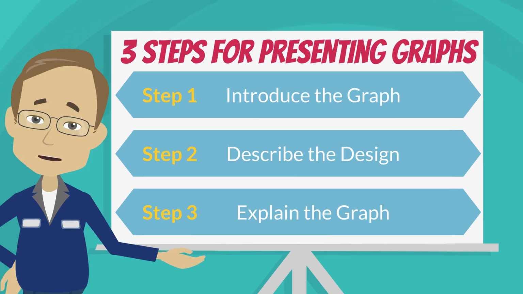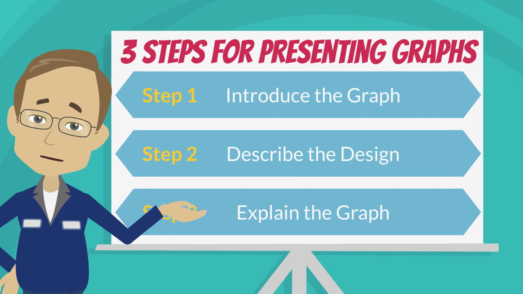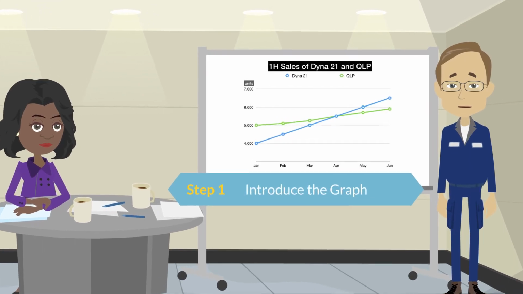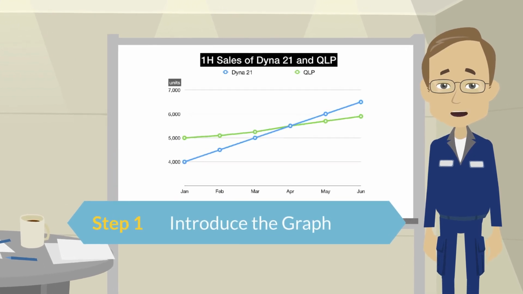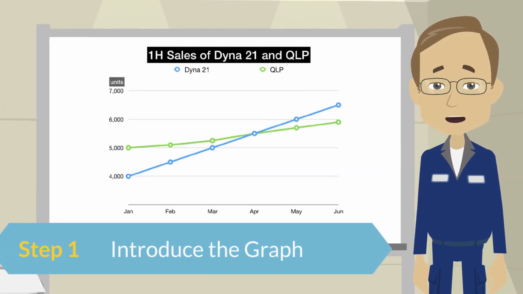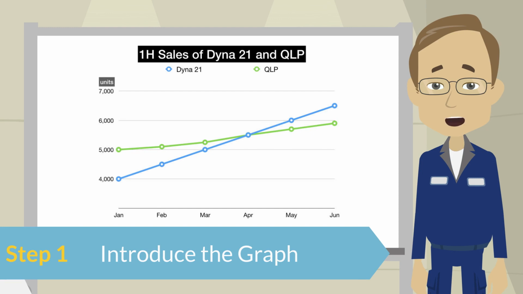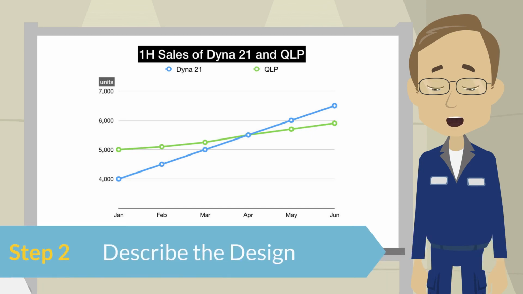Now let's look at a second example. Hi, can you see the screen okay? Well, this line graph compares the sales of the Dyna21 and our competitor's product, the QLP. The vertical axis shows the number sold, and the horizontal axis shows the month of the year. The blue line represents the Dyna21, and the green line represents the QLP.